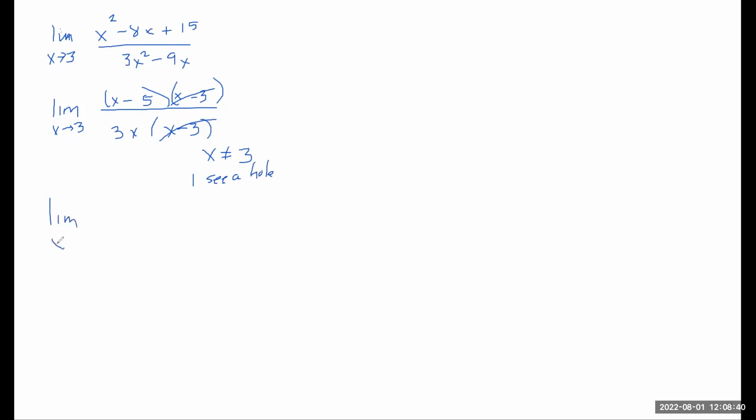You take the limit of our reduced function. We substitute in. And again, when we substitute, we do not write the limit anymore. I'm getting -2/9.